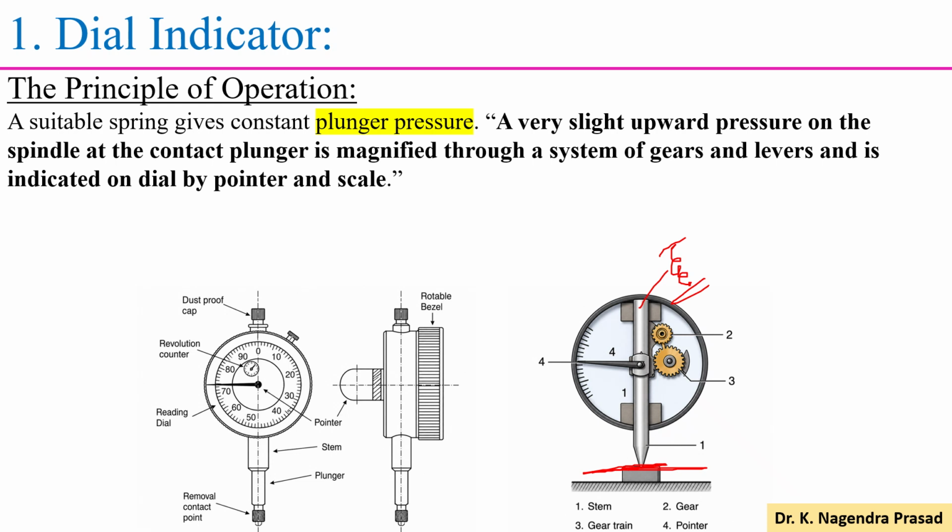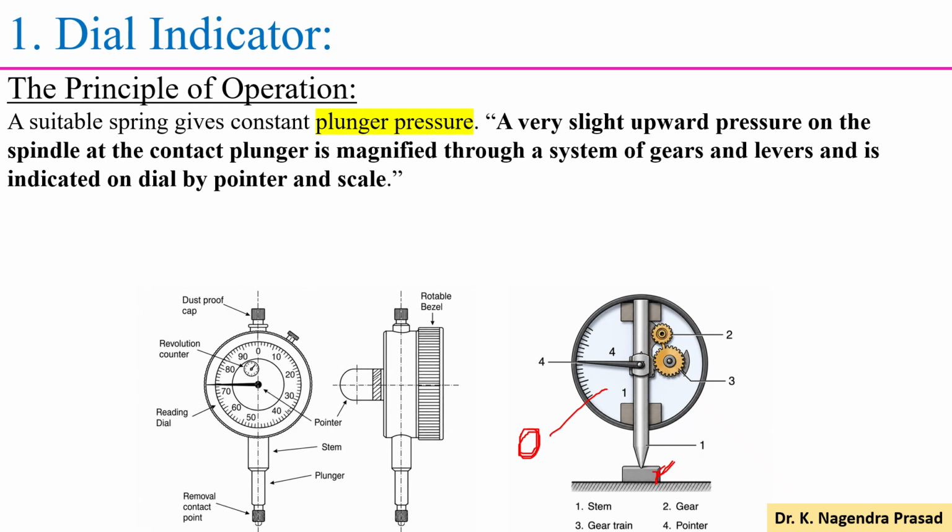A very slight upward pressure on the spindle at the contact plunger is magnified through a system of gears and levers and is indicated on the dial by a pointer and scale. So initially the plunger is in contact with the standard. In this condition we have to set the reading to 0. Then we have to replace the standard with the workpiece.